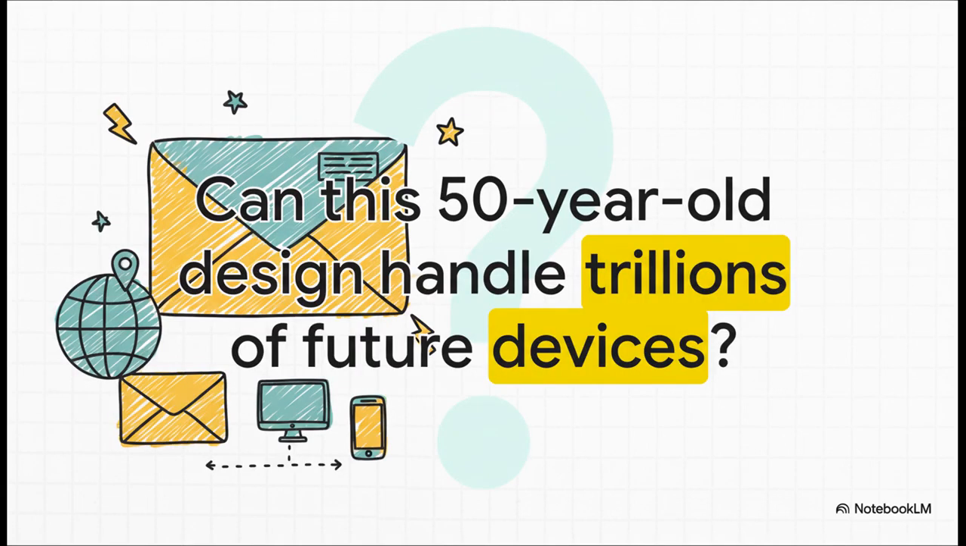But here's the really mind-bending part. The core ideas we just talked about, they were designed back in the 1970s for ARPANET, a tiny network with just a few hundred computers. And today, that same basic architecture connects billions of us. But as we move into the future, with the Internet of Things promising trillions of connected devices, from our cars to our toasters, the big question is, can this 50-year-old design really handle that kind of future? And that is the grand challenge for the next chapter of the Internet.